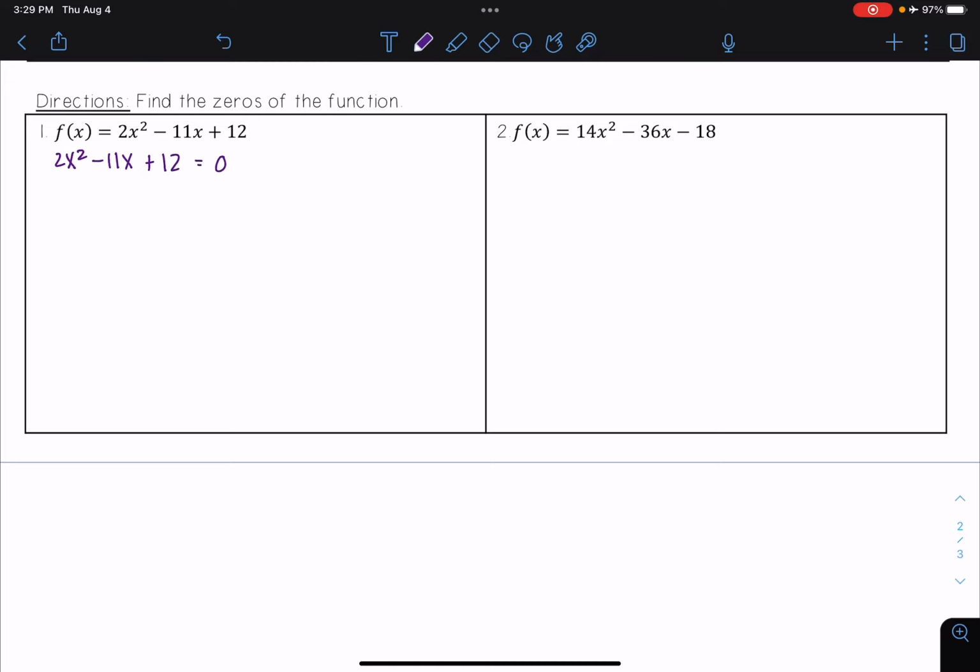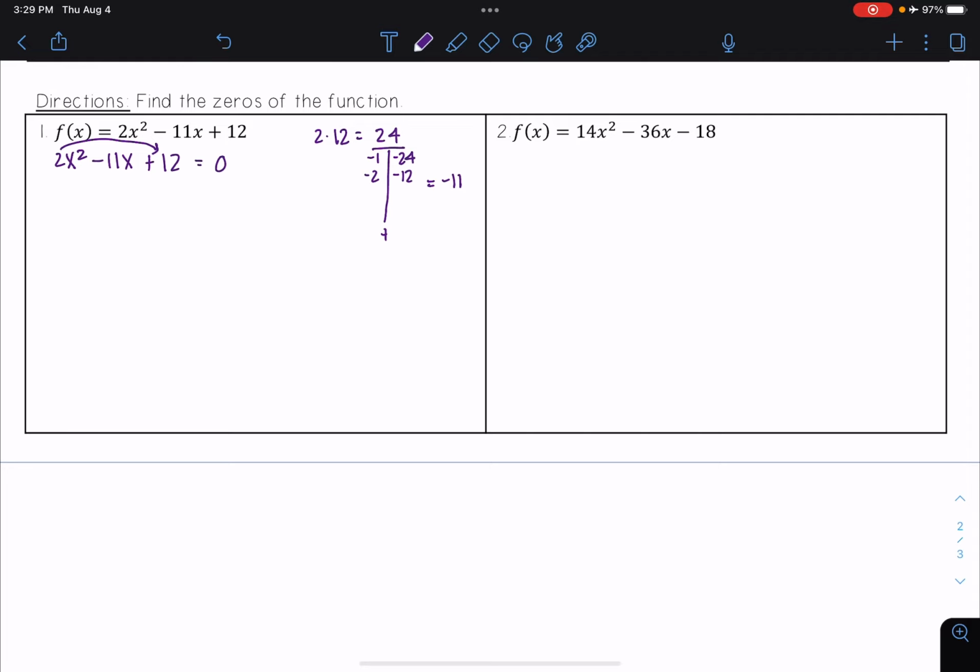Here I see I did not have a GCF because of that 11, so I want to go into the AC method. So I'm going to multiply a times c, so that's 2 times 12 to get 24. And I'm looking for two numbers that multiply to 24, but then add to equal negative 11. So since that's multiplying to a positive 24 but adding to a negative 11, that means that both my factors need to be negative. So I have negative 1 times negative 24 is 24.